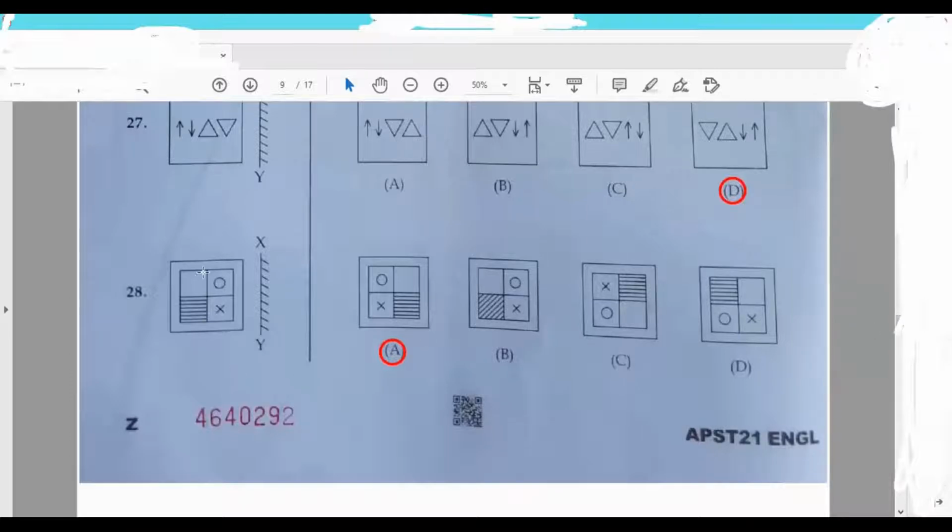Okay, friends. Again, you just have to see that if you divide it into two parts, you will get this on the right and this on the left. For 28, it is A.